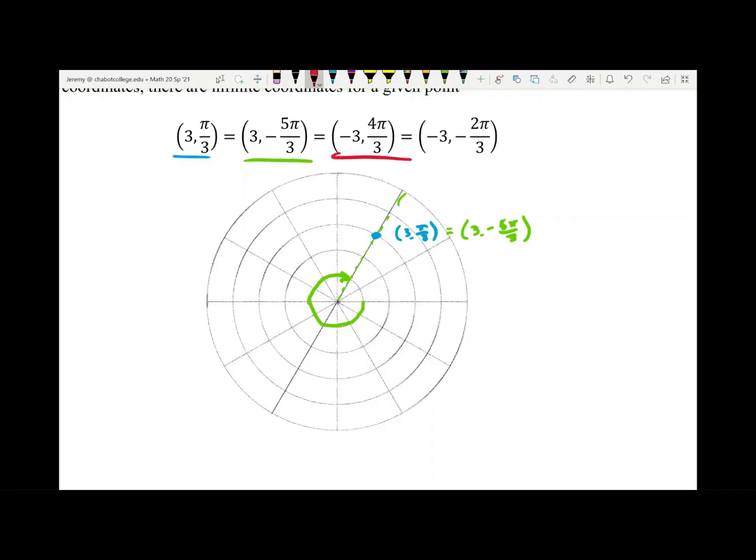Another way that we could express this point is a radius of -3, theta value 4π/3. Because, okay, where's 4π/3? That is right here. Okay, so there's 4π/3. What if we count 3 units in the opposite direction? We go 1, 2, 3. So notice that these are just a bunch of different representations of the same point.